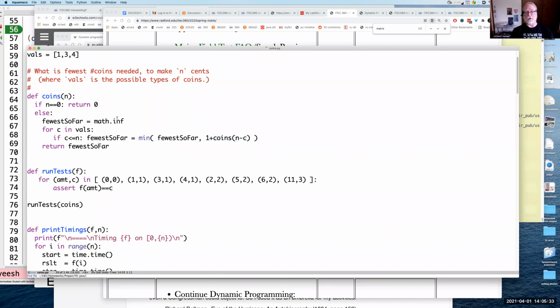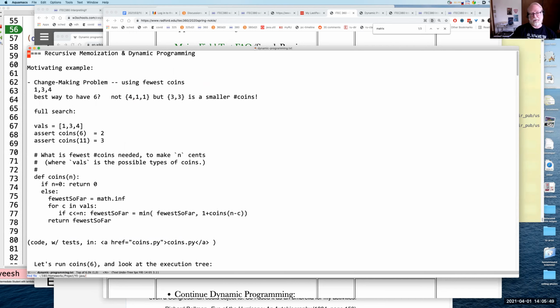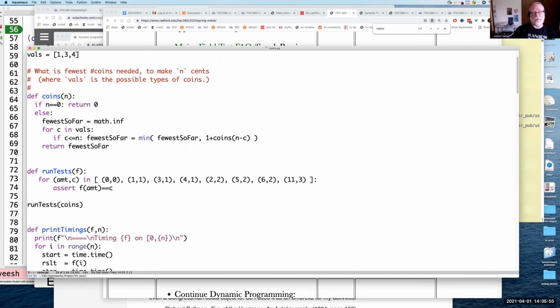So I'm looking at the file coins.py, and on the lectures page, this coins.py is linked, and so is, I believe, dynamic programming.txt. Is that what we called it? Yeah. So I started there, and then I switched over to giving actual code that actually ran. So, okay.